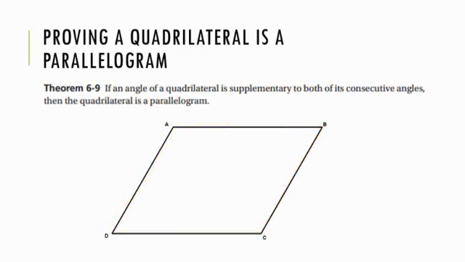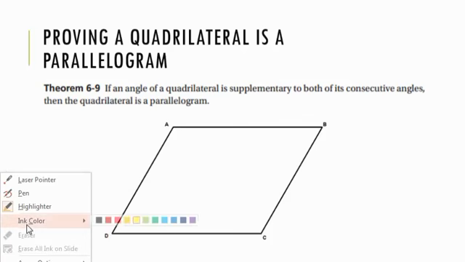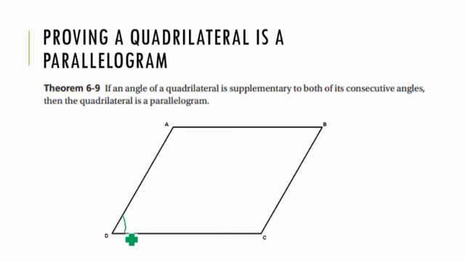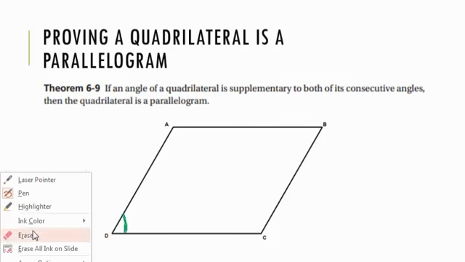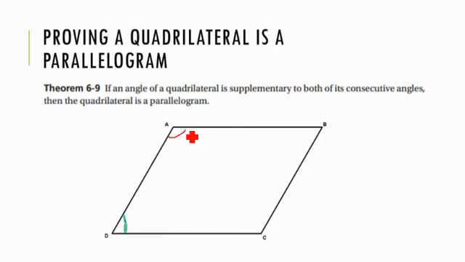Our next theorem states that if an angle of a quadrilateral is supplementary to both of its consecutive angles, then the quadrilateral is a parallelogram. So, for example, if angle D is supplementary to both angle A and angle C. Just a couple of vocabulary words here. Consecutive means the angle next to it. So D and then A is the next angle. A is consecutive to angle D. If I go to the right of angle D, angle C. Angle C is consecutive to angle D.